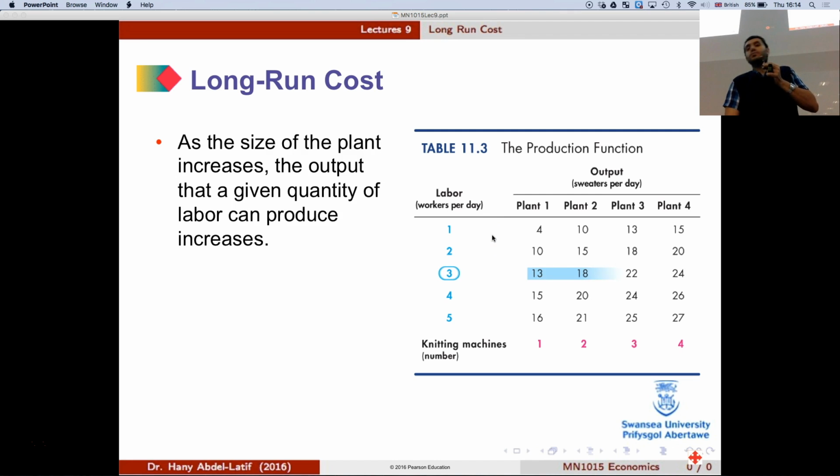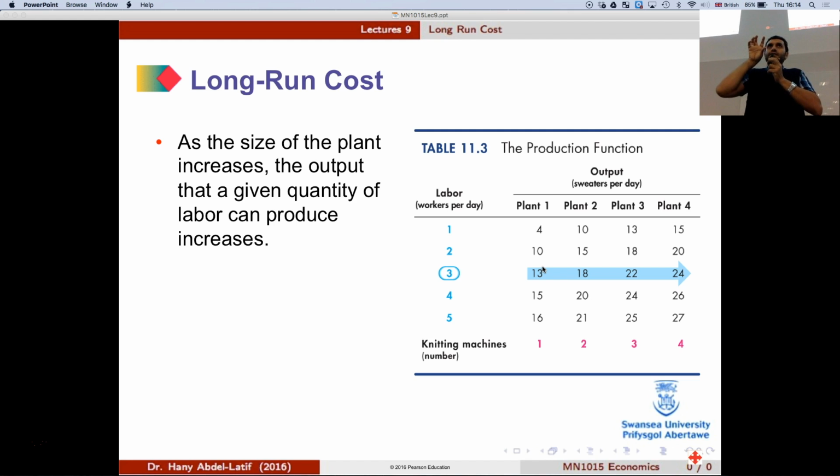So if we look at this, let's say we have three workers per day, and for plant 1, this will give us 13 sweaters per day. So that's the output level. If we have 3 workers and 1 machine. When we increase the plant size, it's very simple in this example, because we increase the plant size by only 1 machine. So we have 1 more.